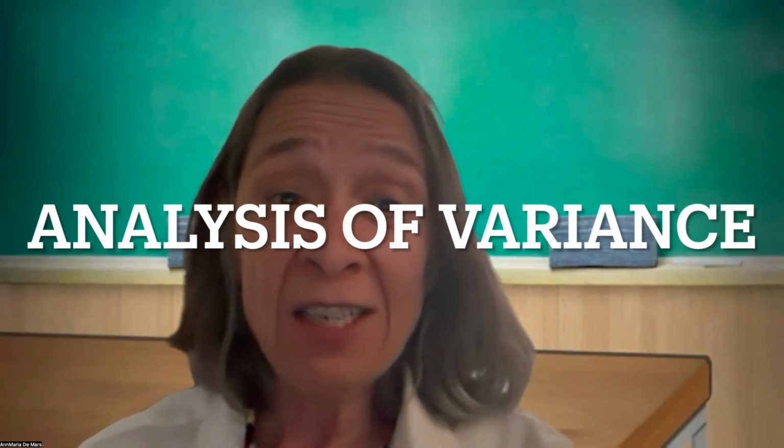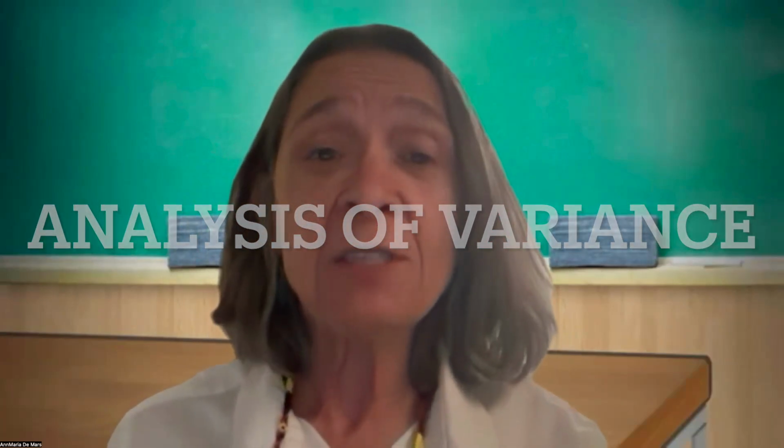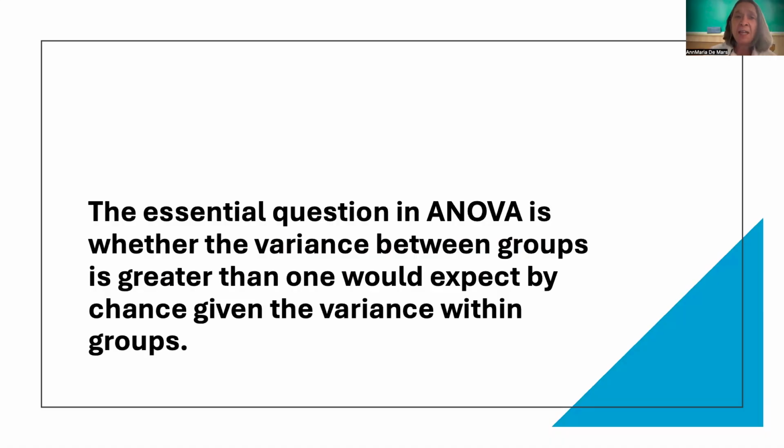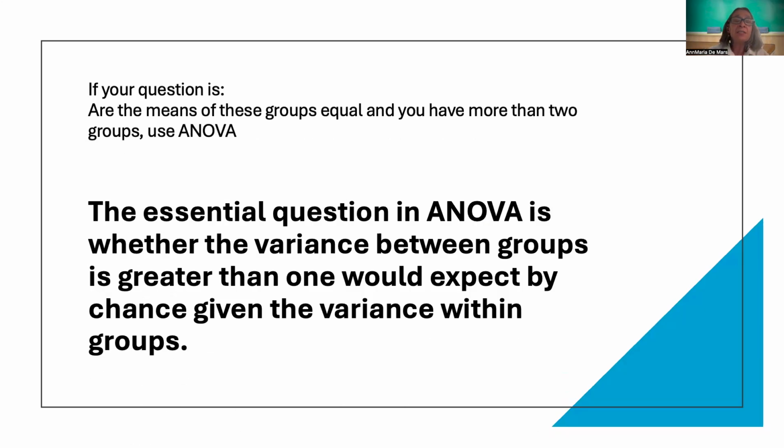So we are on to the last topic of the course, which is analysis of variance. Let's start with what is analysis of variance? The essential question in ANOVA is whether the variance between groups is greater than one would expect by chance, given the variance within groups. If your question is, are the means of these groups equal, and you have more than two groups, use ANOVA. You could also use it with just two groups, but a t-test would be easier.